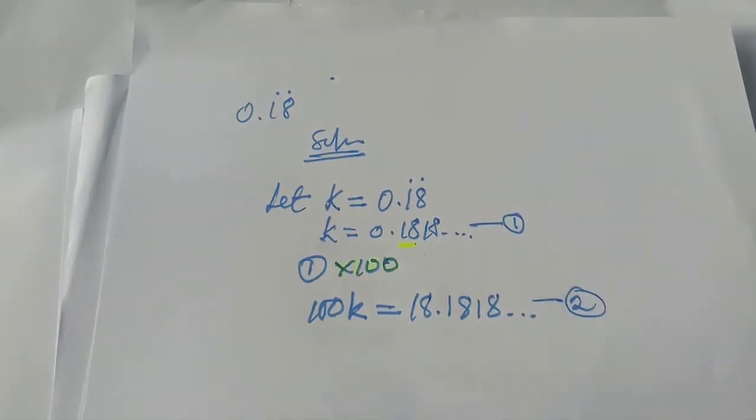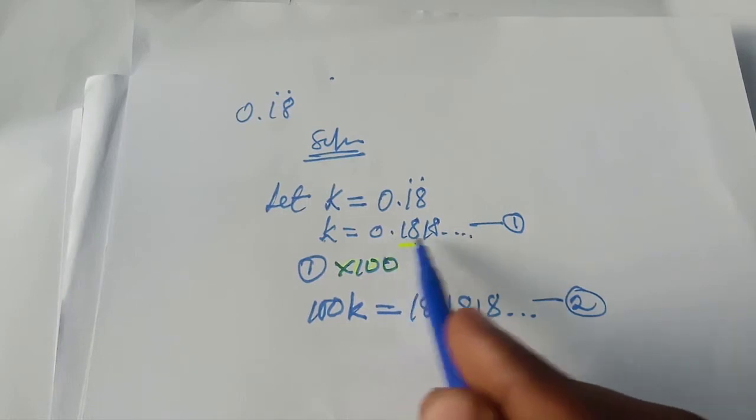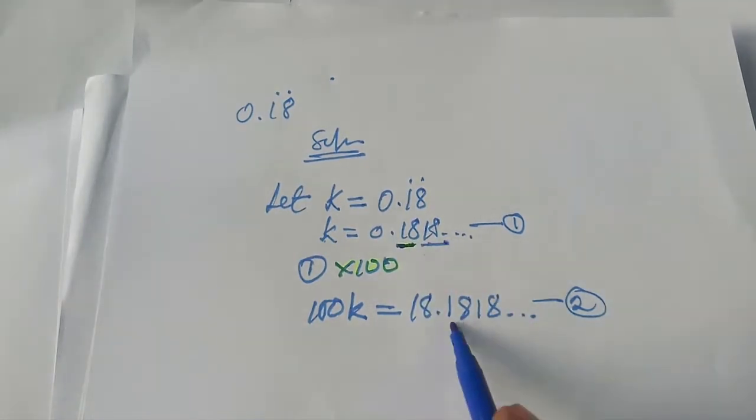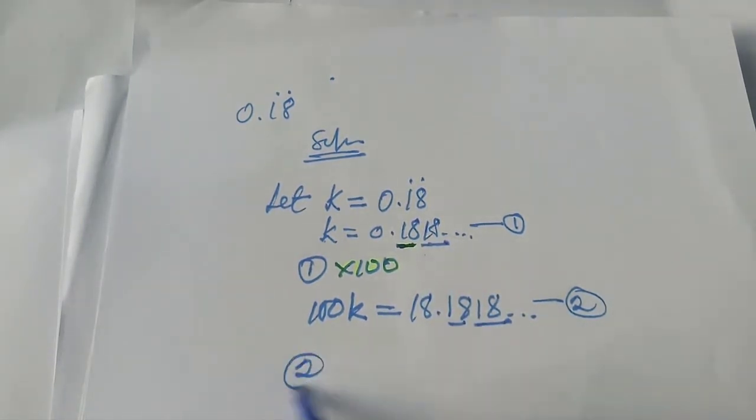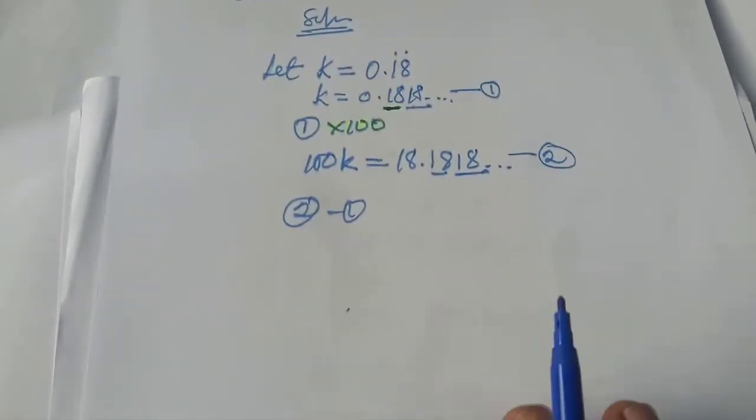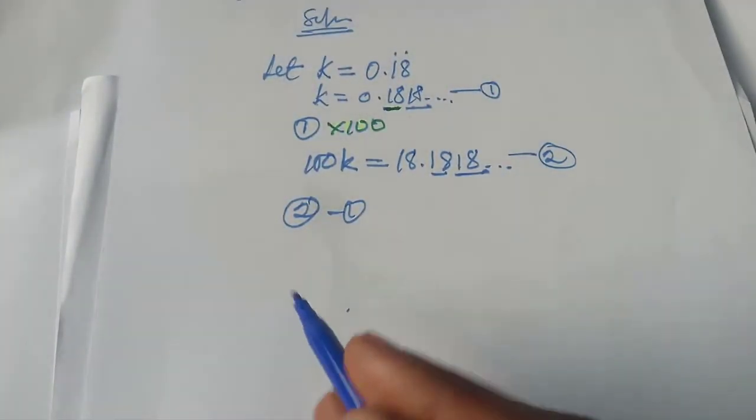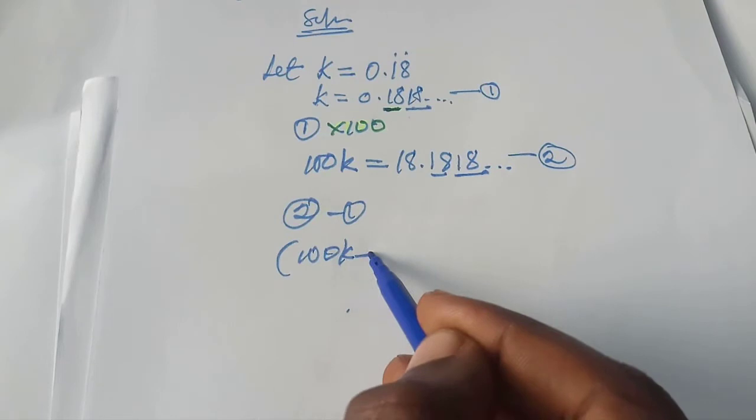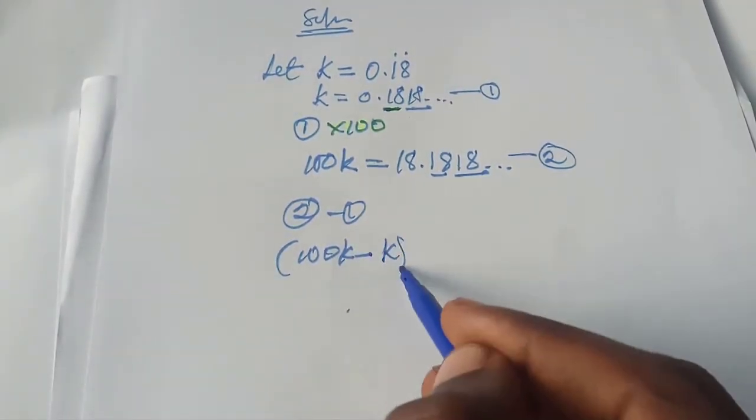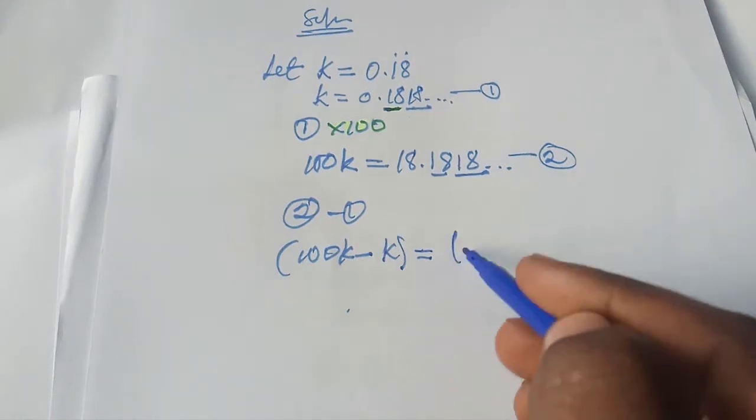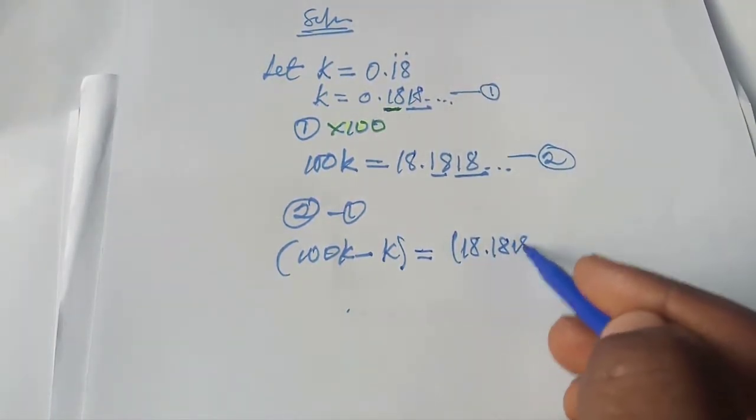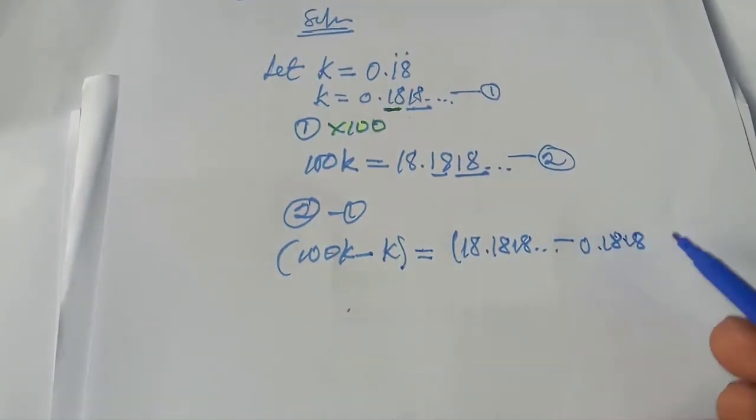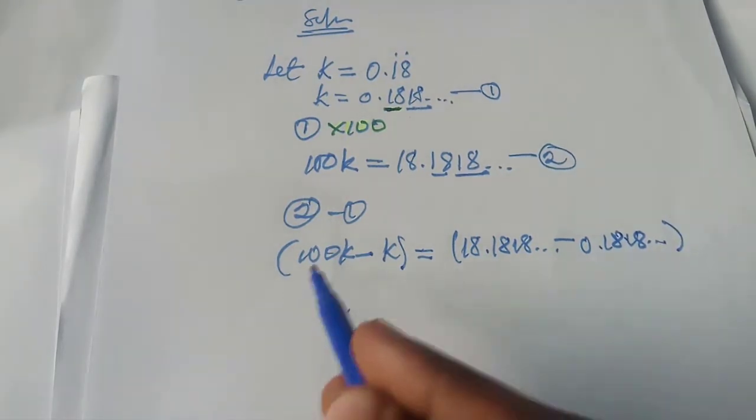Equation 2. Now you check the right hand side of the equation and check the repeating pattern. The repeating pattern is the same, 18, 18, 18, 18. So you can say equation 2 minus equation 1, and then you write equation 2 minus equation 1. So you are going to have 100k minus what? k, which is equal to, when you come here, 18.1818 minus this one, 0.1818 recurring. Good.